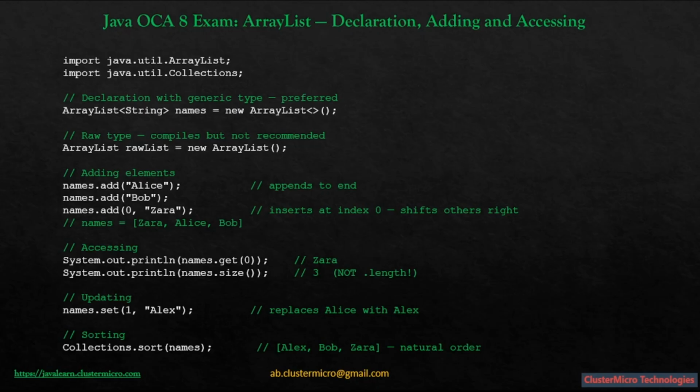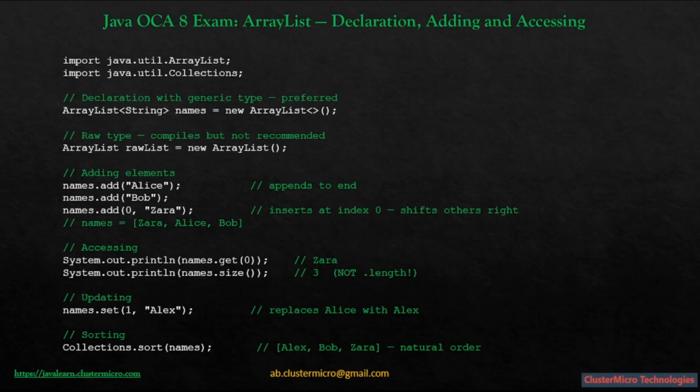Arrays use length with no parentheses. Strings use length with parentheses. ArrayList uses size with parentheses. So these 3 are different things, one for each type. The exam will mix them up and ask which is correct. Updating: names.set 1, Alex. Set replaces the element at index 1 with Alex. Alice at index 1 is gone and Alex takes her place. The list is now Zara, Alex, Bob.